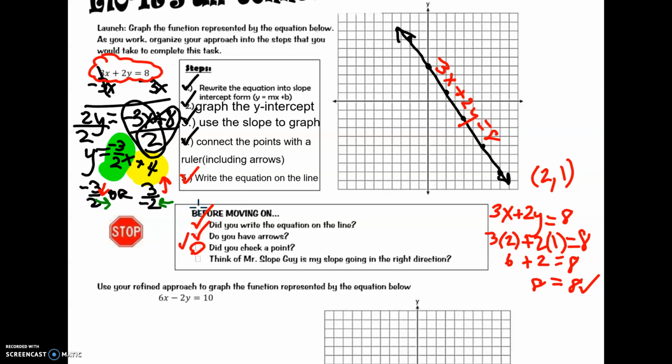Did we think of Mr. Slope Guy? Mr. Slope Guy is a great resource for you to check your line to see if his slope looks correct. So we had a negative slope over here. So does my line in fact go in the same direction as the negative slope? Yes, it does.